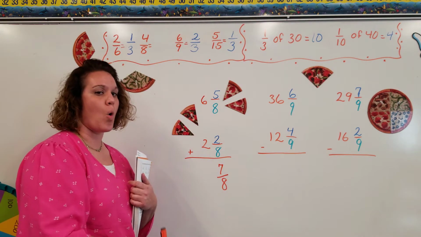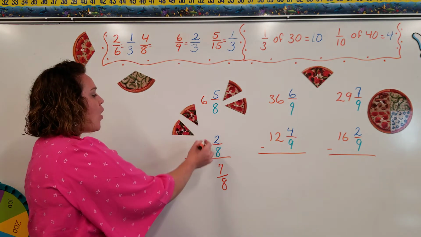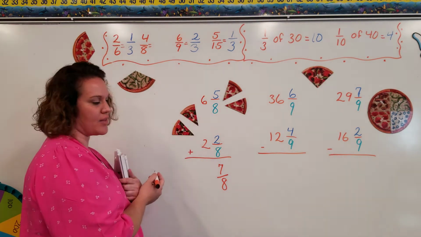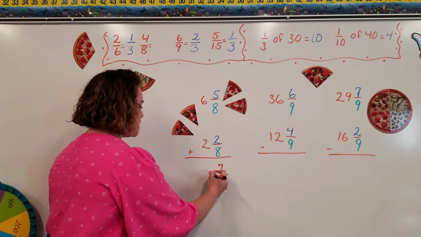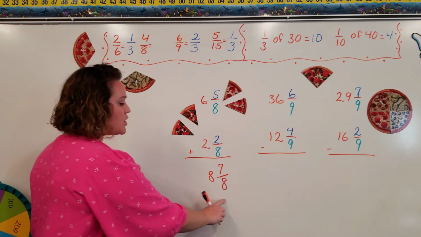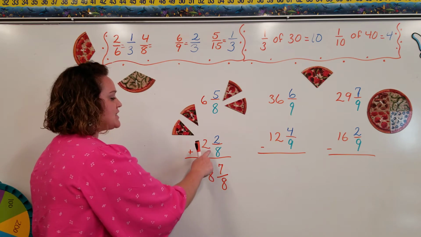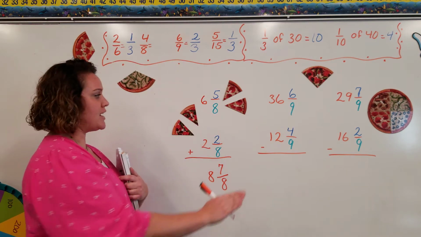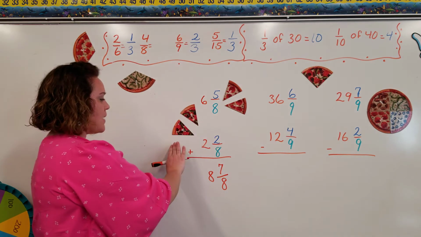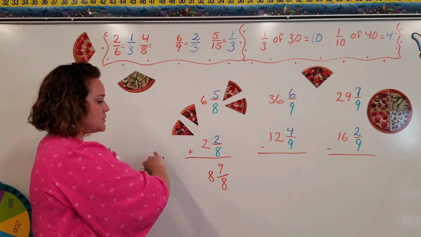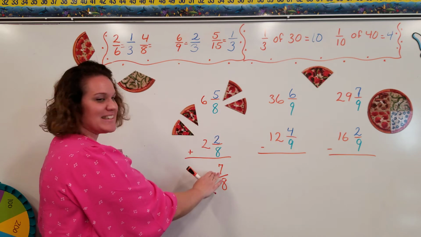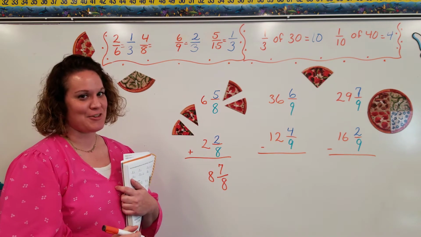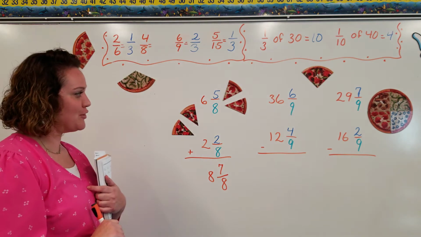Then I go to my whole number. I add my whole number just as I would any other numbers. 6 plus 2 equals 8. My total answer now, notice that my denominator has stayed the same because my pizza was divided into 8 slices, so was Mrs. Quilty's, so the 8 stays the same. We have 8 7/8 pizzas left over. That would be enough to share with a few friends.